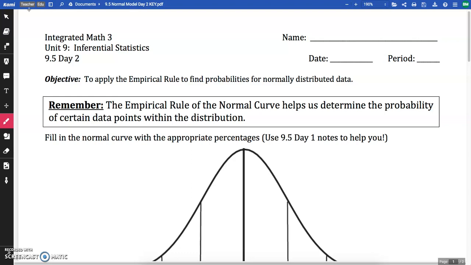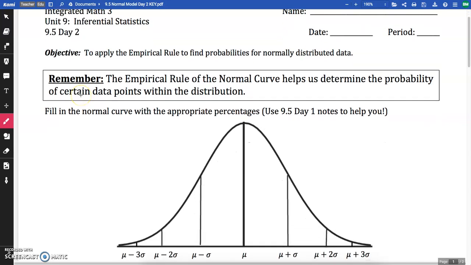We're going to continue looking at the normal curve, our empirical rule like we talked about last time, and figuring out some different probabilities. So at the top here it says, remember, the empirical rule of the normal curve helps us determine the probability of certain data points within that distribution. Okay, so it can help us figure out how much of the data is between certain values or above or below a certain value, things like that.